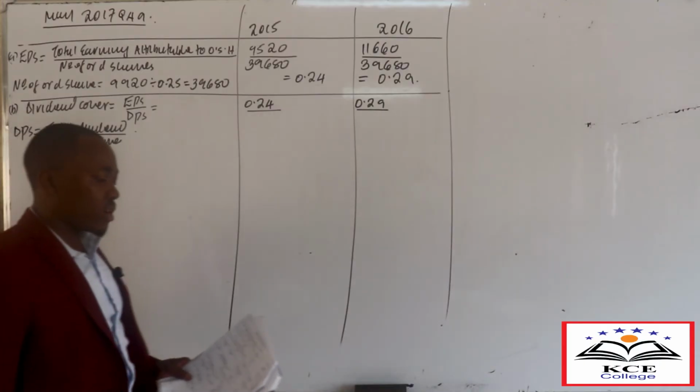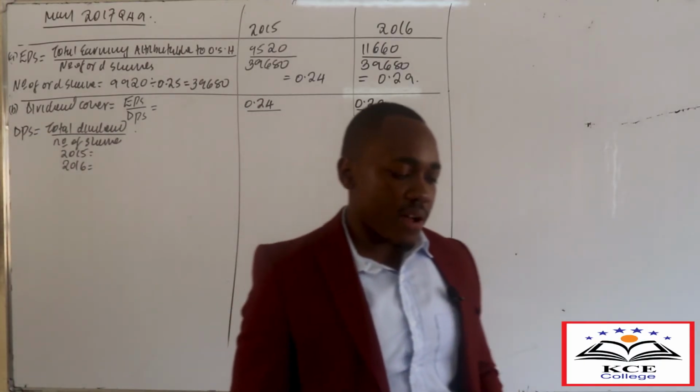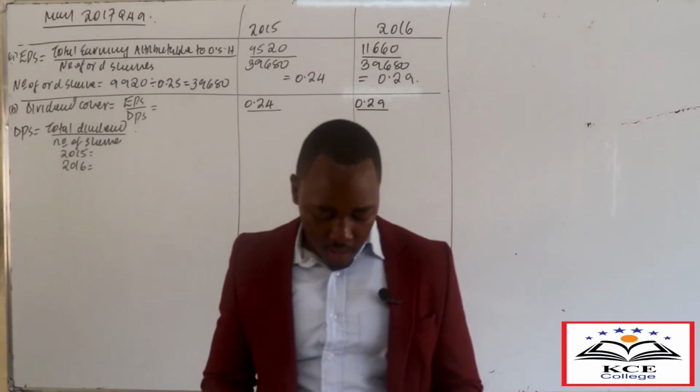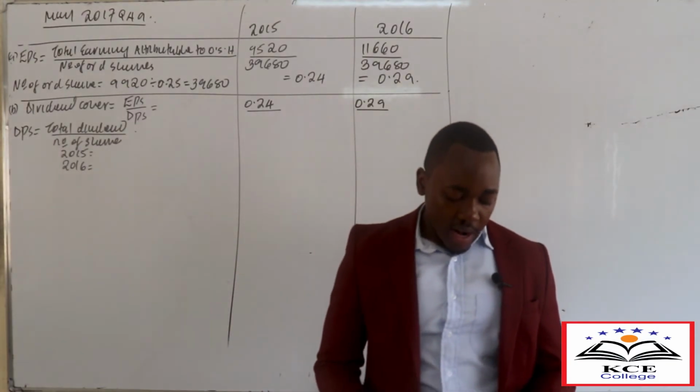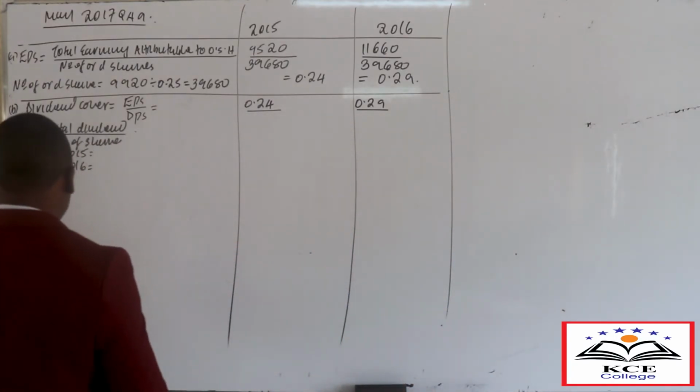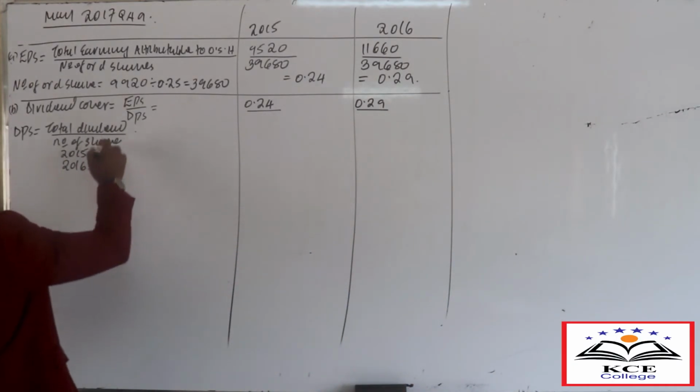Now let's go back to where we have the notes. Where you have the notes, note number 1 was the retained profit. Number 2, we have the dividend paid during the year. In 2015, we paid a total dividend of 2240.